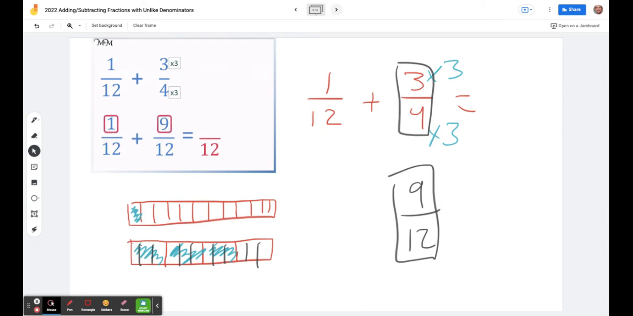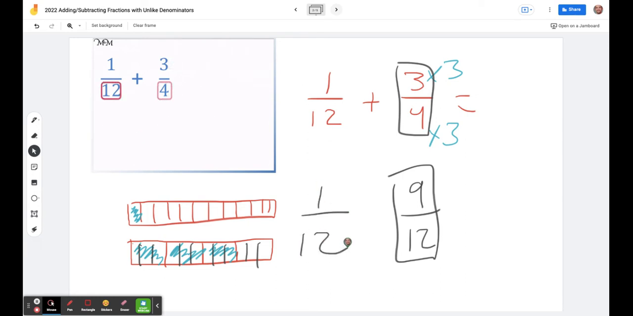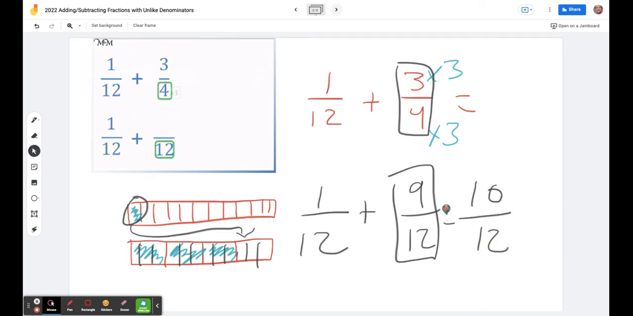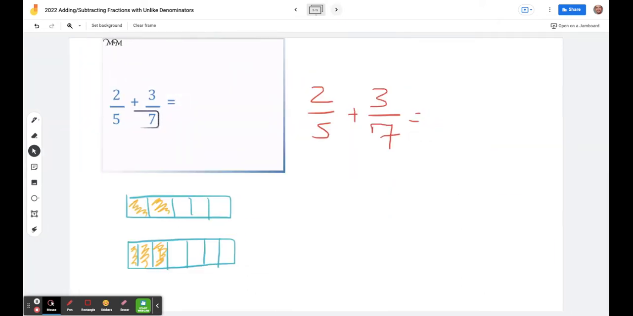They're the same thing. And now the denominators for both of my numbers are the same. And now I can easily take this one and add it to there and know that I have 10/12, which does make sense. Okay? Next one.